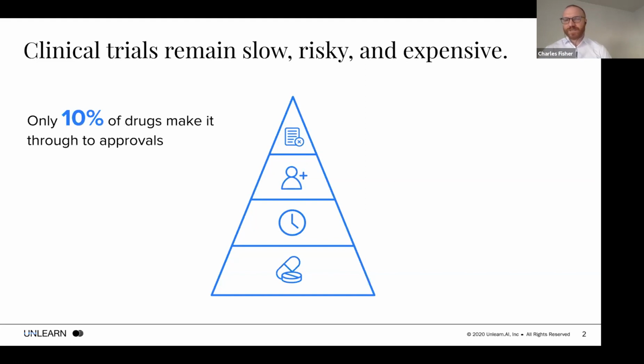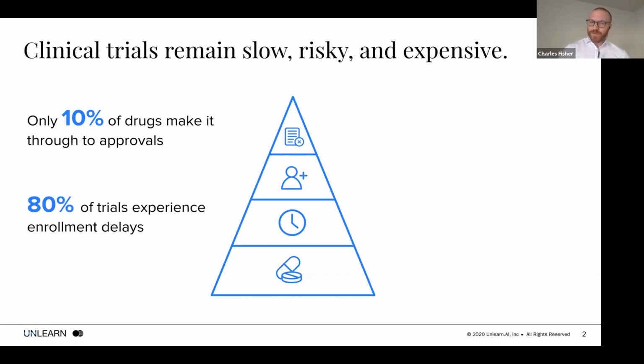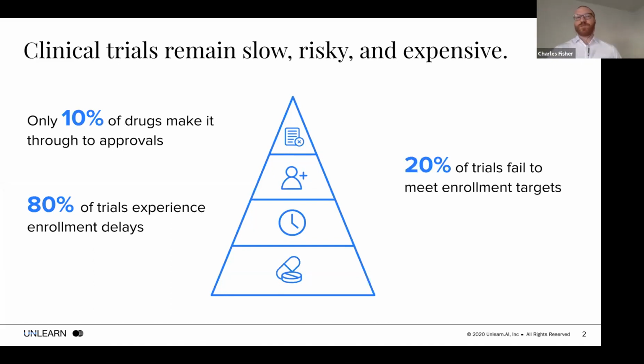And there's a few different statistics that we can look at. One is that only 10% of drugs that actually enter into clinical trials end up as approved therapies coming out the other side. And 80%, so the vast majority of clinical trials, experience delays in enrolling subjects for the trial. And in fact, 20% of clinical trials fail to ever meet enrollment targets.